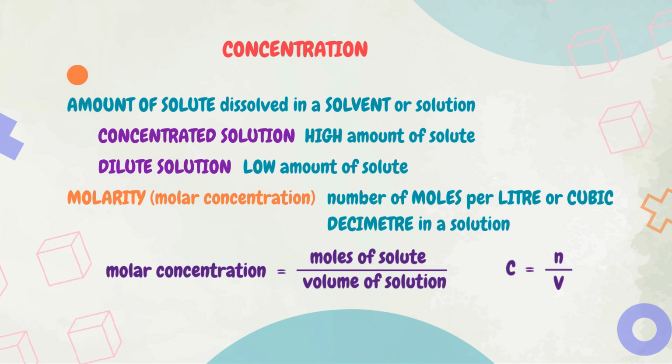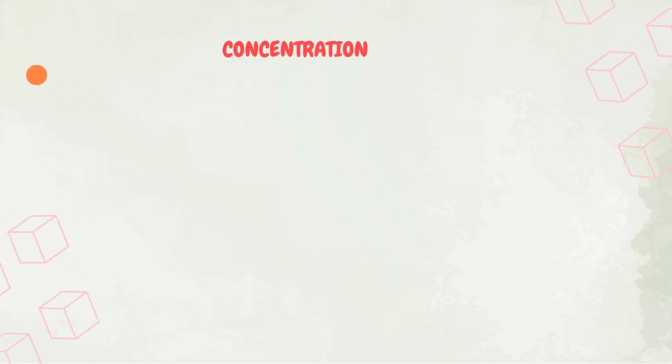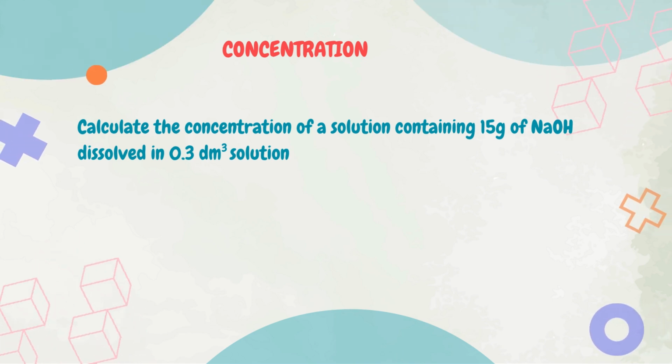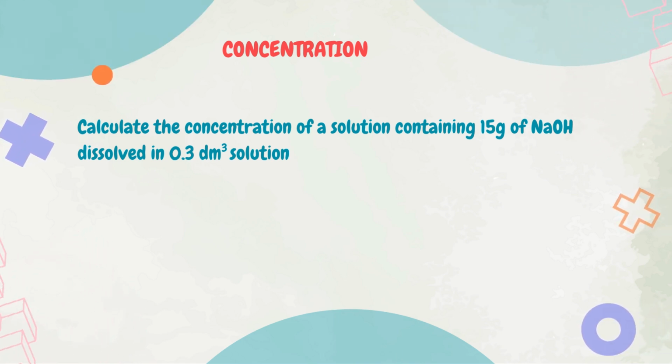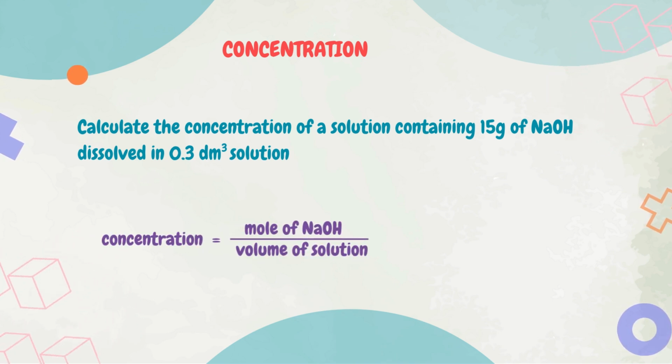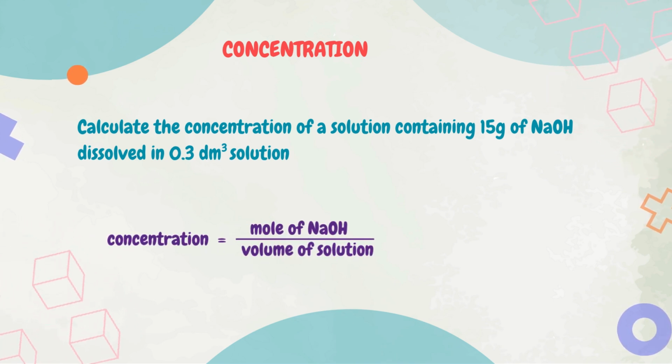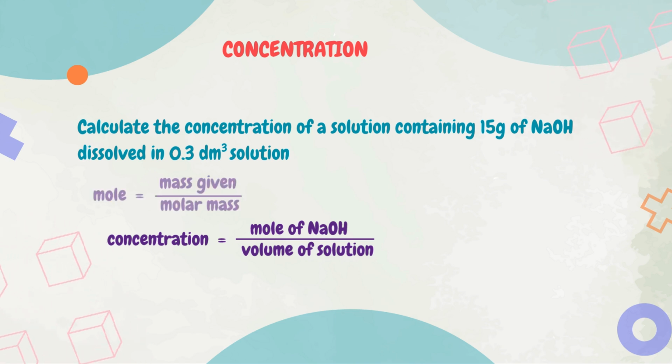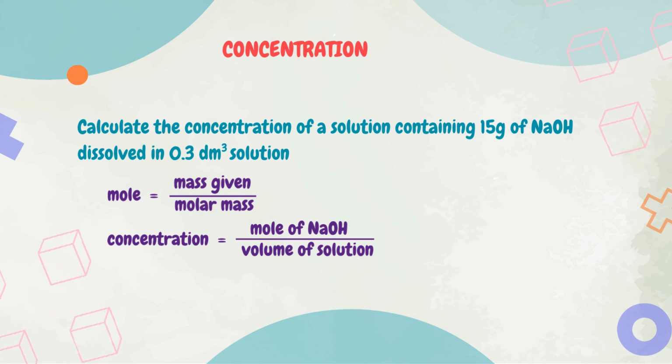Let's consider some examples. The first example: calculate the concentration of a solution containing 15 grams of sodium hydroxide dissolved in 0.3 decimeters cubed of solution. Molar concentration is equal to moles of solute over volume of solution. First, we calculate the moles of sodium hydroxide from the given mass. Moles of sodium hydroxide is equal to mass of sodium hydroxide over molar mass of sodium hydroxide.